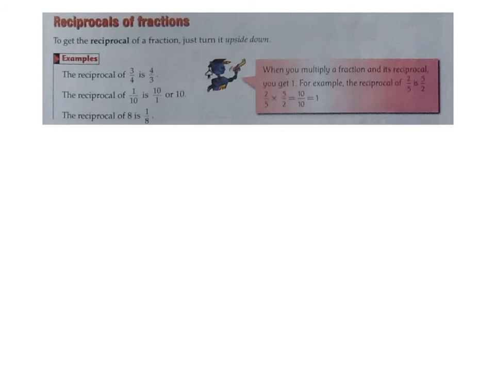You must just remember this, young people. The reciprocal of 1/10 is 10/1, or 10. We don't write it normally as 10/1 unless we're multiplying. The reciprocal of 8 is 1/8. So when you multiply a fraction and its reciprocal, you get 1. For example, if you multiply 2/5 and its reciprocal 5/2, they multiply out to 10/10, and you know that that is actually equal to 1. It's an interesting little mathematical exercise.